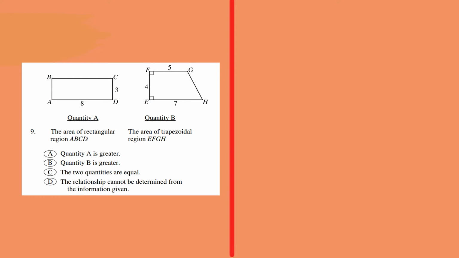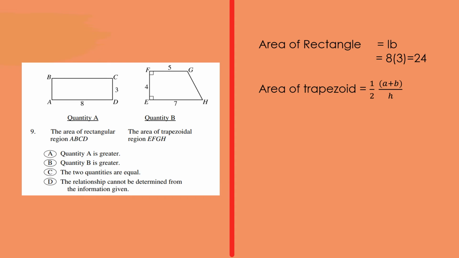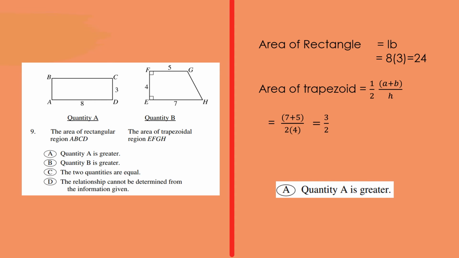In the ninth question, we have got two shapes. One is a rectangle, the other one is a trapezoid. We have to find the area of these two diagrams. The area of the rectangle is the length times the width, 8 times 3. And the area of the trapezoid will be half of the sum of the parallel sides times the height. The sum of the parallel sides are 7 and 5 and the height is 4. So the area will be half of 7 plus 5 times 4, which is 3 halves. And hence, quantity A is greater.